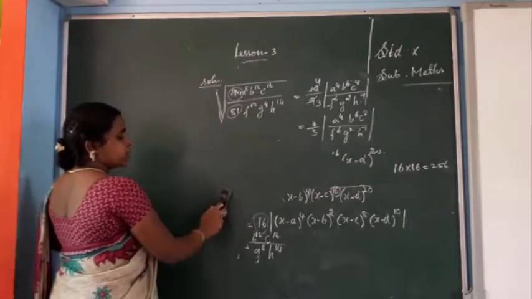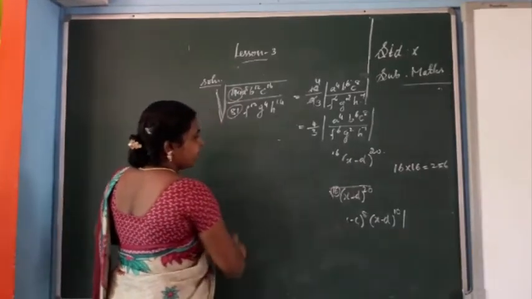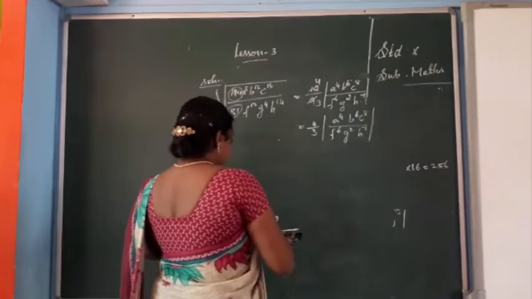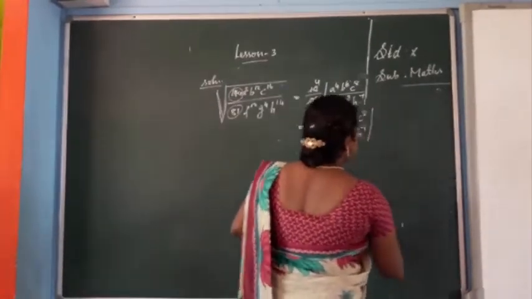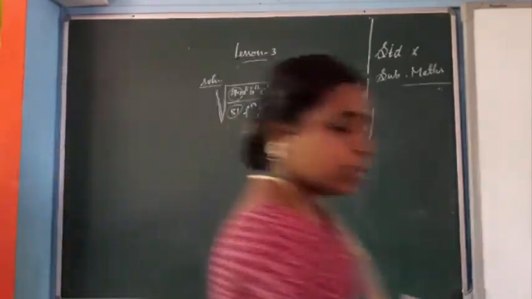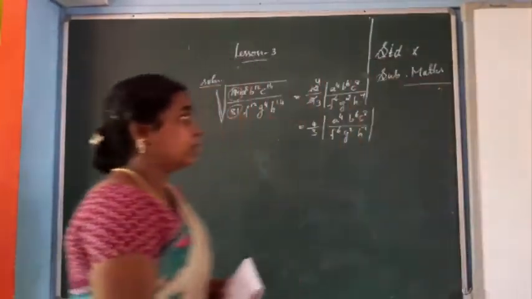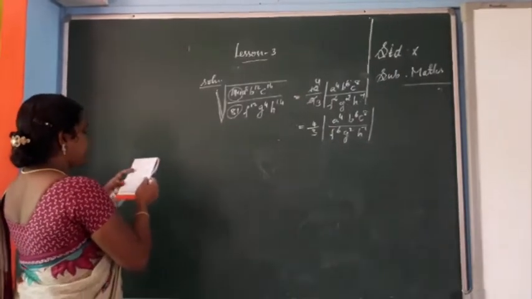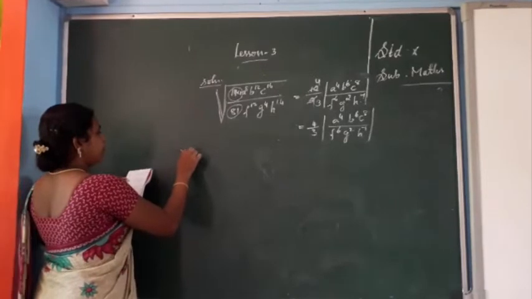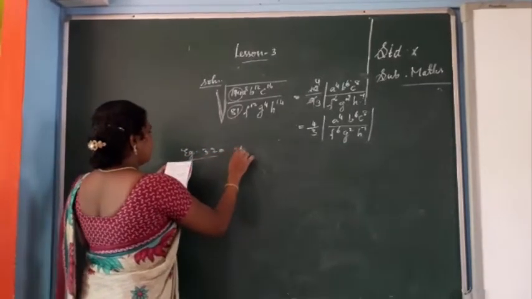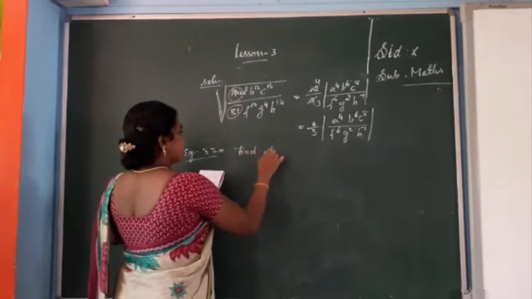Important concept also for 2 mark and 5 mark questions. Exercise 3.7 and 3.8 are important concepts. Okay, next problem. Example 3.20. Find the same. This is also square root only.